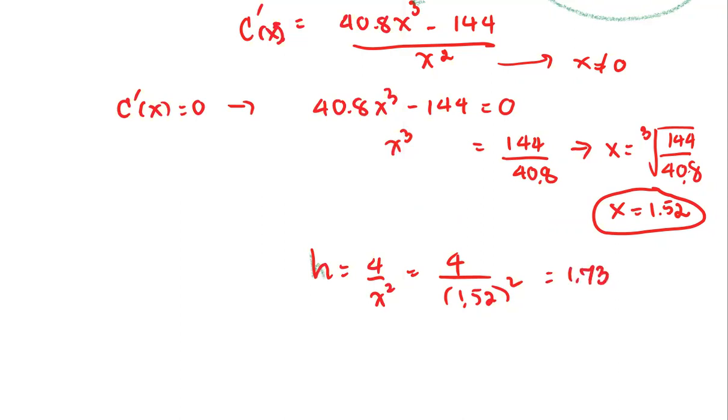And you can check the solution on the last page of the practice problem as well. It's the same. So it comes out to be 1.73 inches for the height. That will give the minimum cost for this situation.